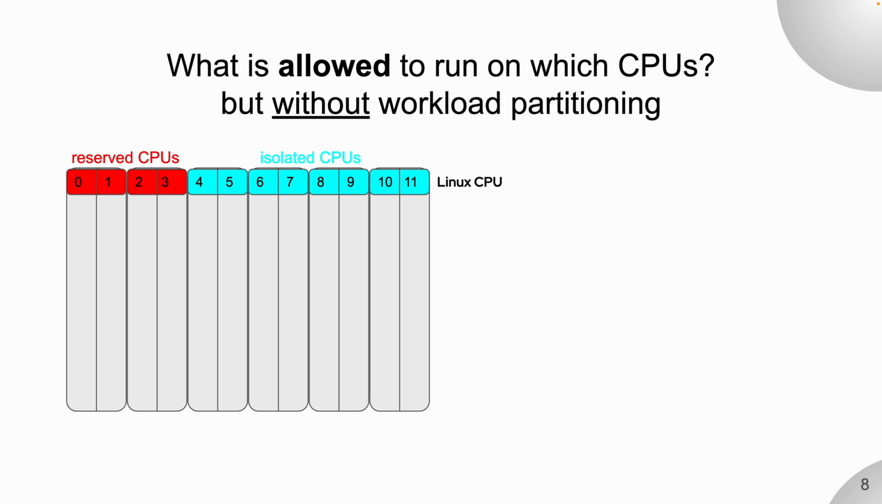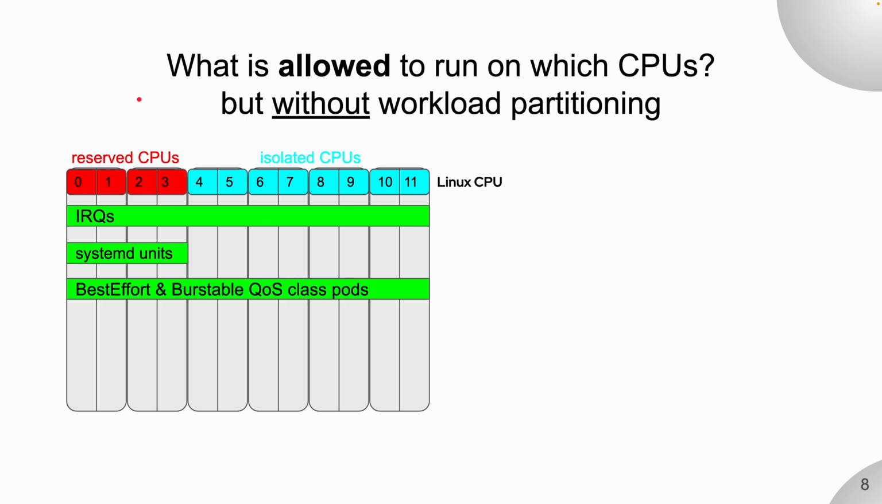So, what is allowed to run on which CPU without workload partitioning? So we have our reserved CPU partition, we have our isolated CPU. So, IRQs can run on any CPU. Systemd units are confined to reserved CPU. Best effort and burstable QoS class pods can run on any CPU.